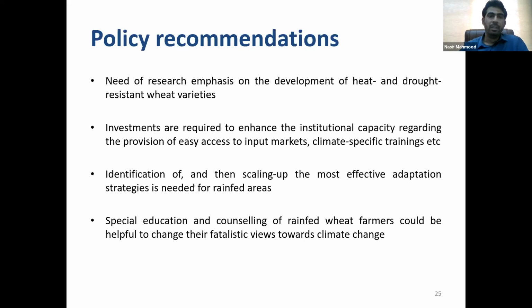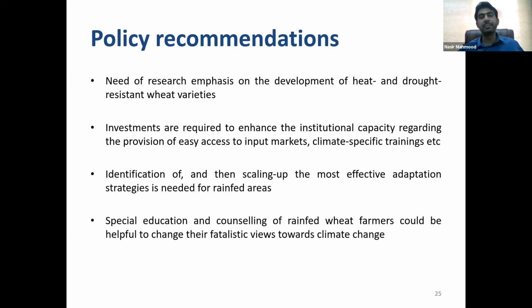So now I would like to give some policies for the betterment of livelihood and food security of the rain-fed wheat farmers. The first one: for encountering the problem of rising temperatures and low rainfall, there is a need for research emphasis on the development of heat and drought-resistant wheat crop varieties so that the farmers can get better yields under climate change.